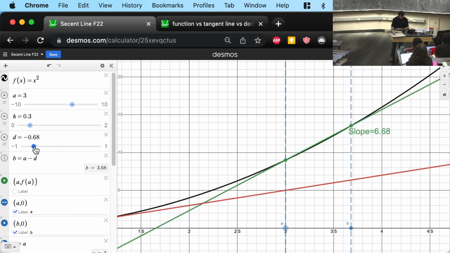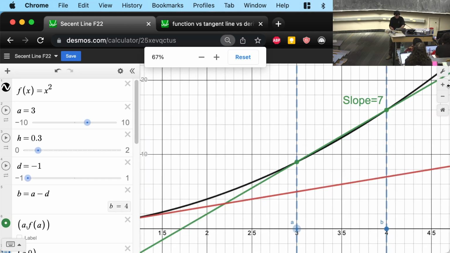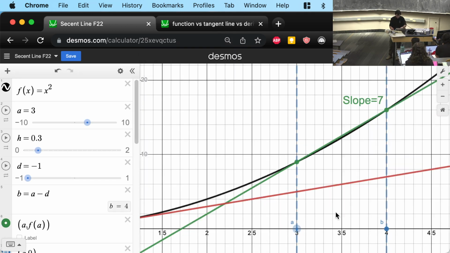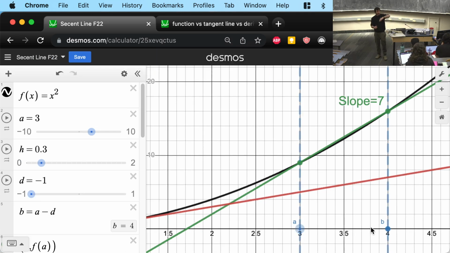Let's slow this down so we can look at what happens. So here, the slope is 7. Let me make this a little easier to see. Okay. So here is the interval from 3 to 4. So a equals 3 is the middle point. B equals 4 is the other point, and the slope is 7.